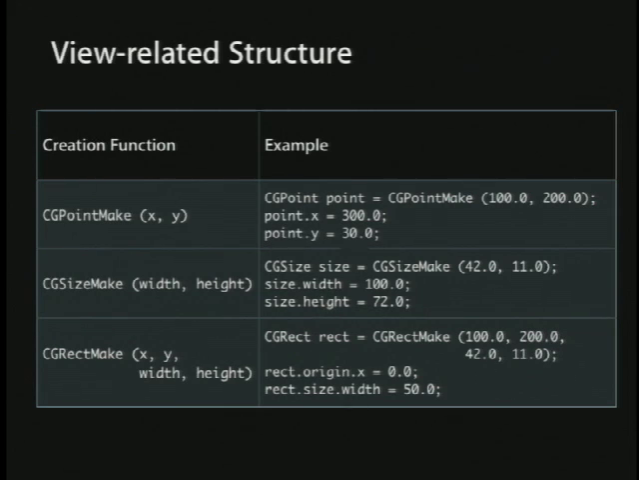There's CGPointMake, which makes a CGPoint out of an x and a y. CGSizeMake, to make a size out of a width and a height. And CGRectMake, to make a rectangle out of an x, y, width, and height. And you can see a couple examples here of how that's used.